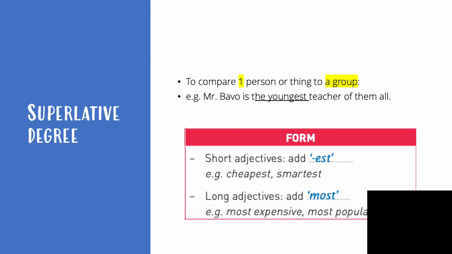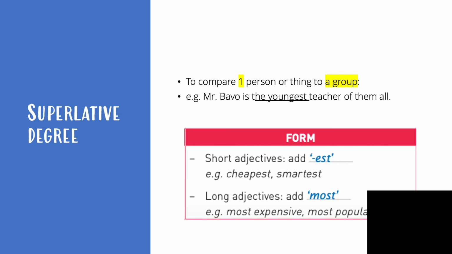Hoe vorm je de superlative degree? Als je weer korte adjectieven hebt, zoals cheap of smart, dan voeg je er est aan toe. So, the cheapest, the smartest. Waar komen we dan bij de trappen van vergelijking? Cheap is the positive degree, cheaper is the comparative degree, and the cheapest is the superlative degree.